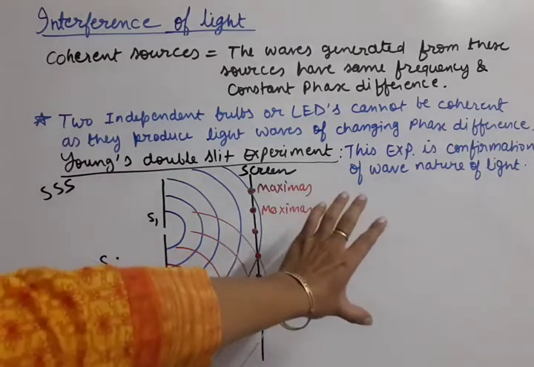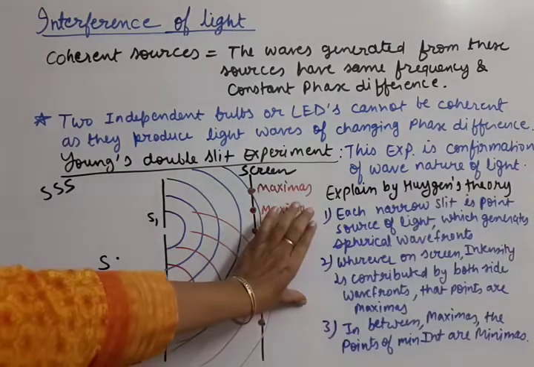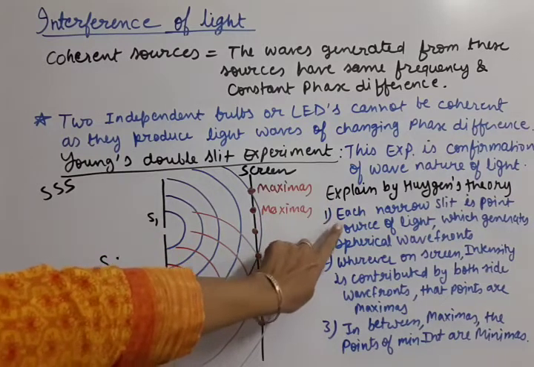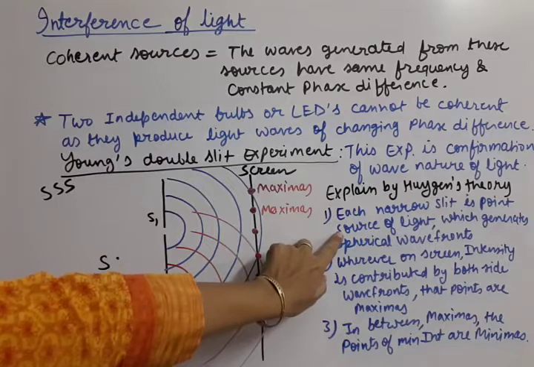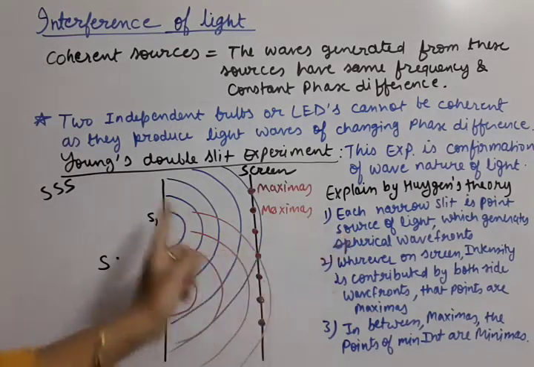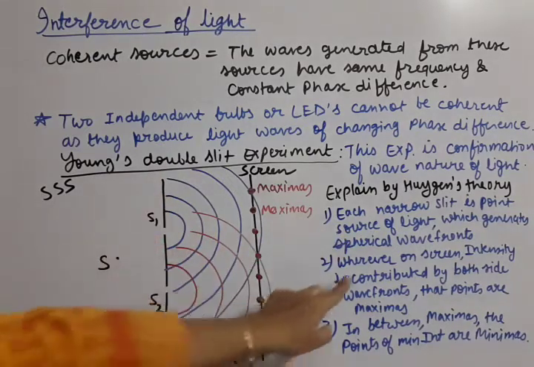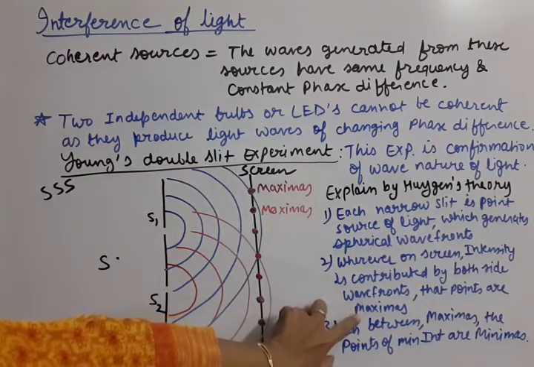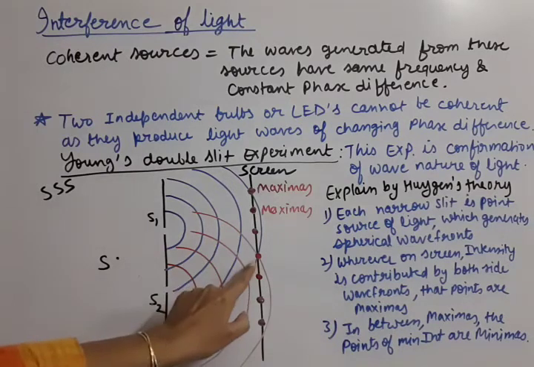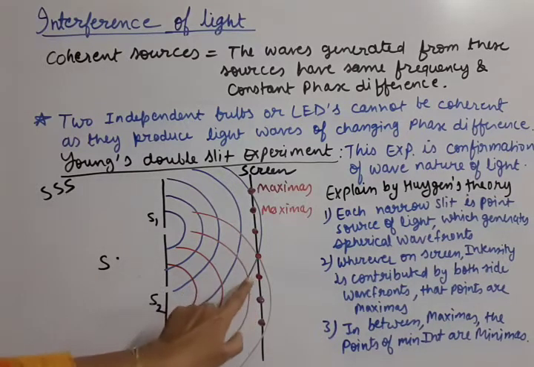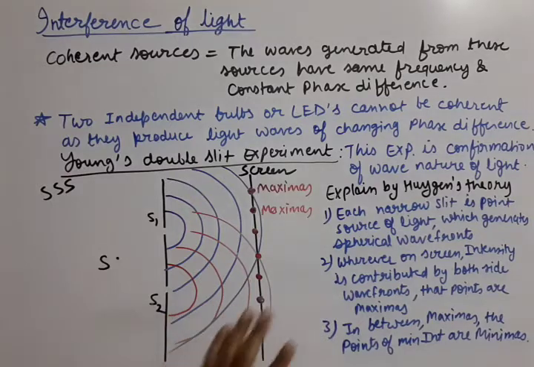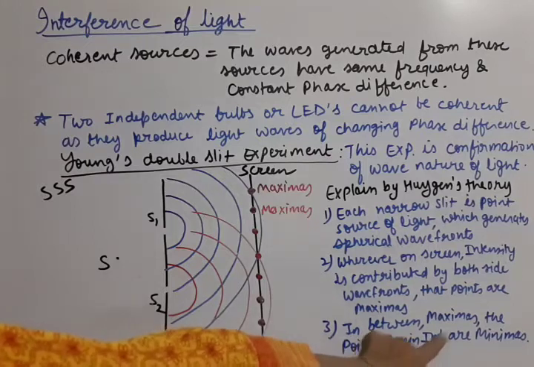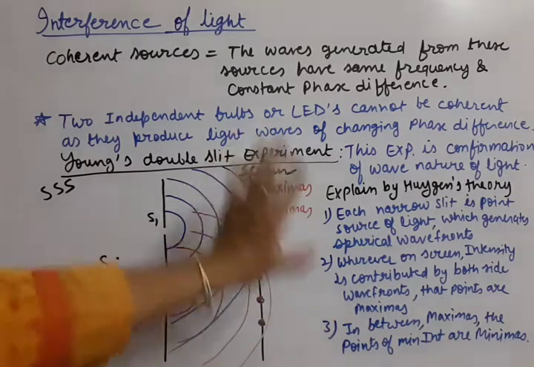So let us write it in a little detail. If it is asked to explain this experiment by Huygens theory, you have to write these points. Each narrow slit is a point source of light which generates spherical wavefronts. So here also, here also. Wherever on the screen intensity is contributed by both side wavefronts, those points are maximas. So you can see this is the overlapping position. This is the overlapping position. In the same manner, these are maximas. And in between maximas, the points of minimum intensity are minimas. So this is the explanation.